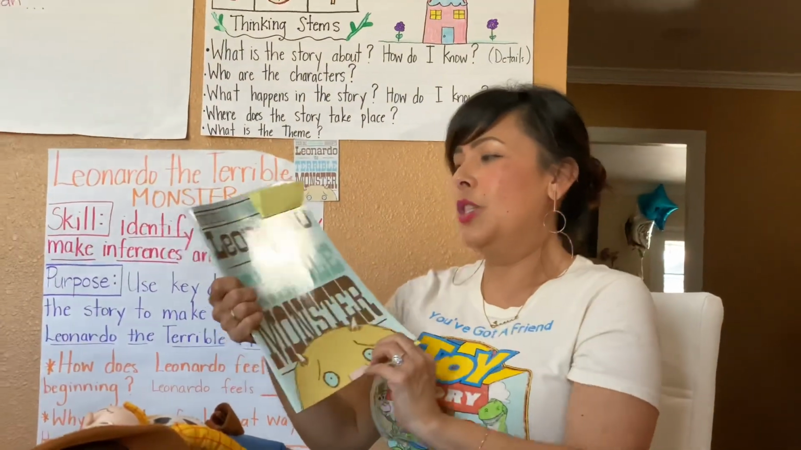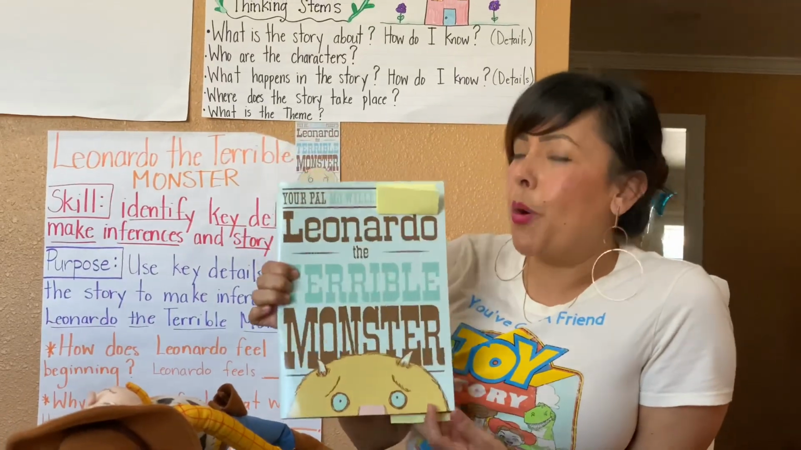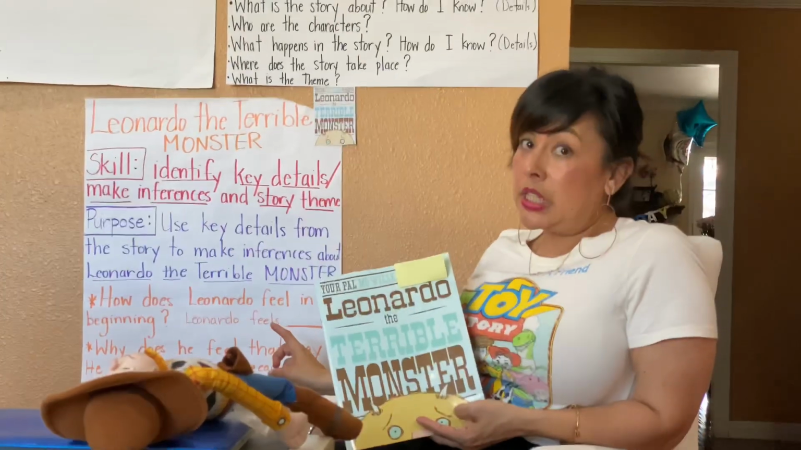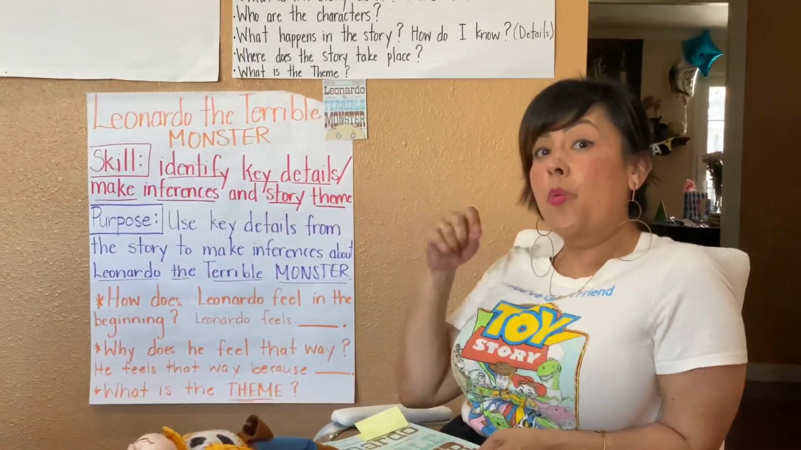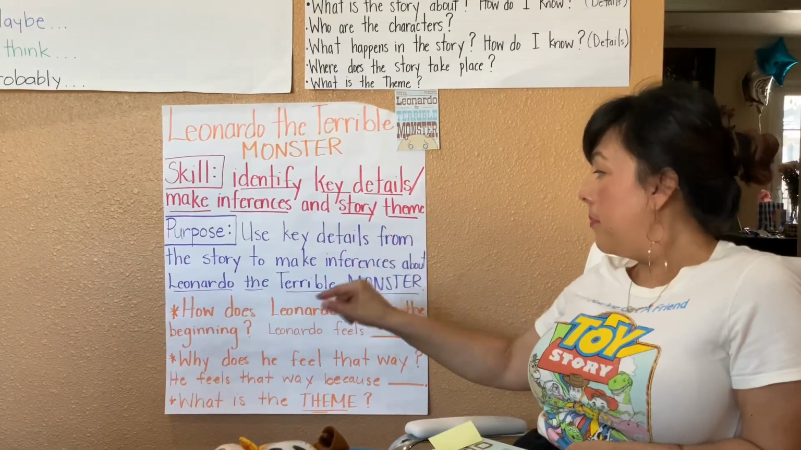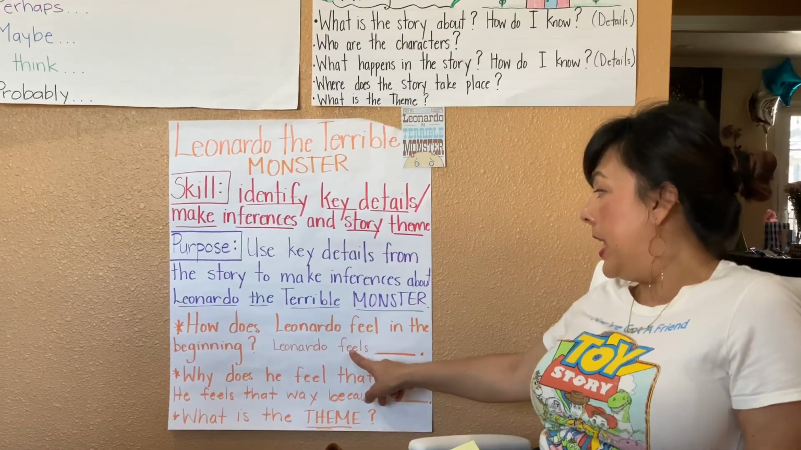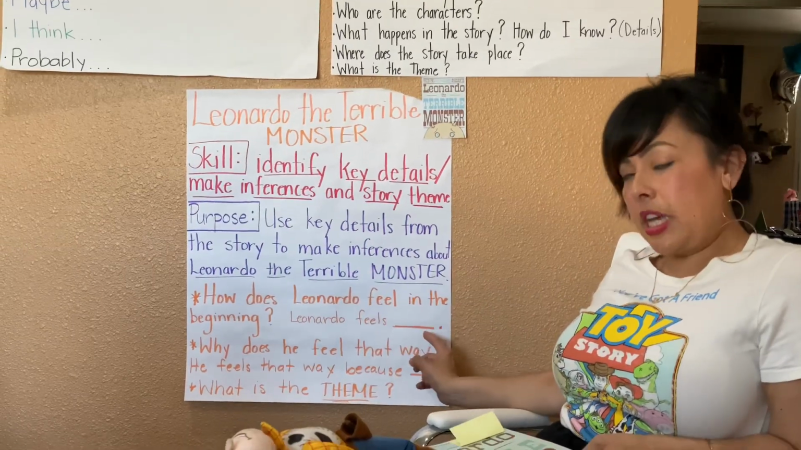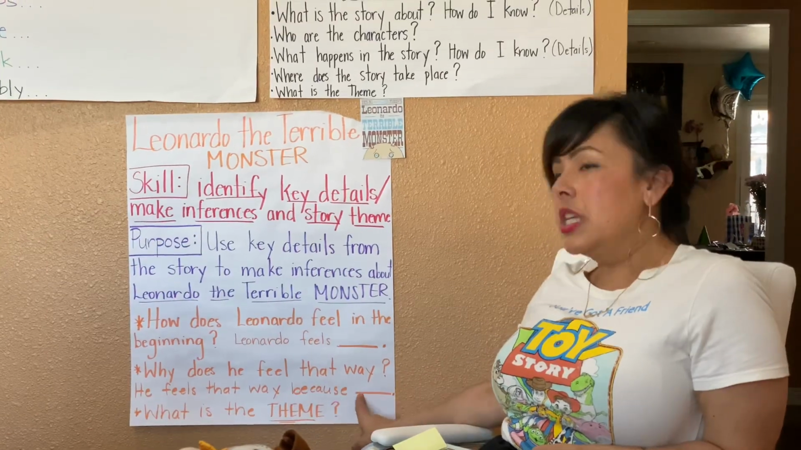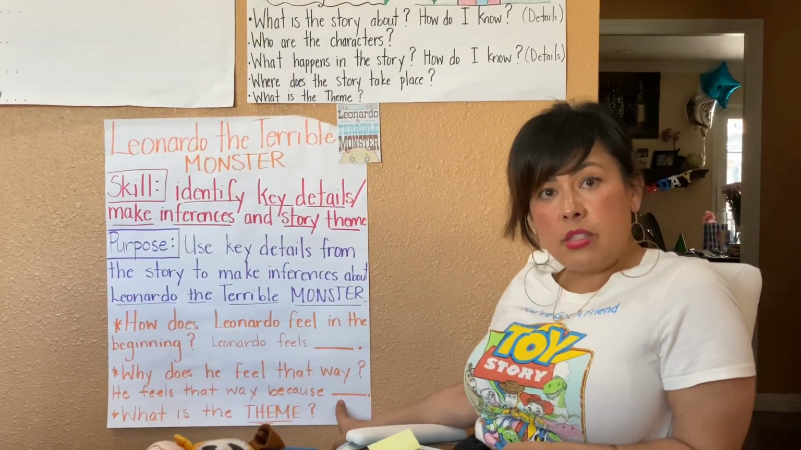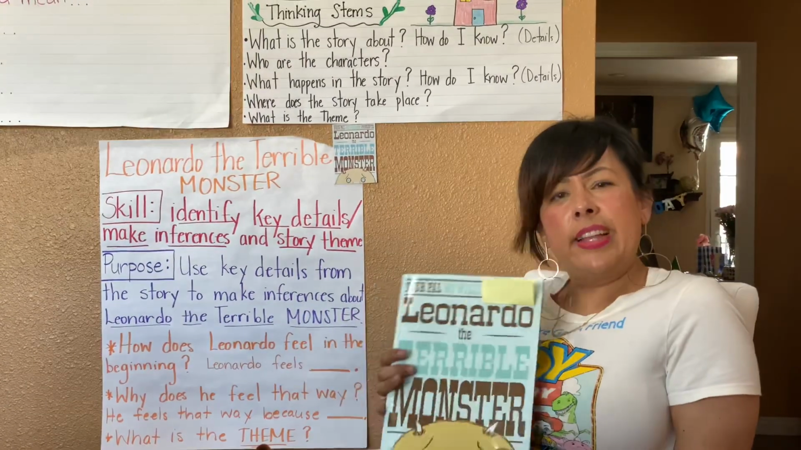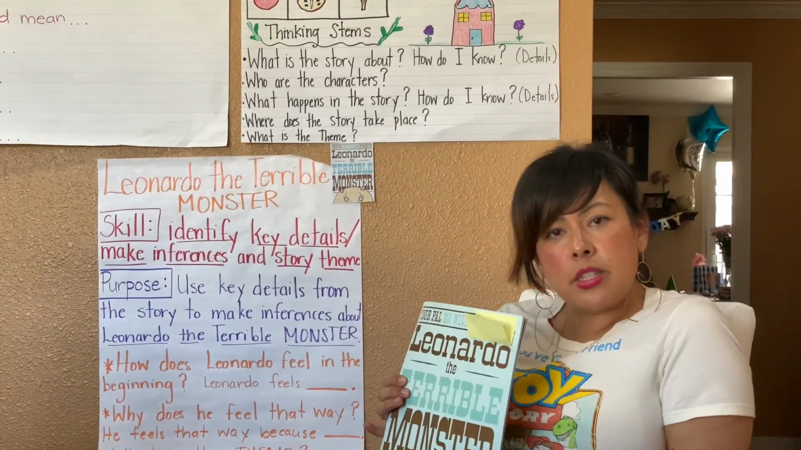So boys and girls, this was Leonardo, the terrible monster. So we're gonna go back. In your notebooks, you're going to write down the answers to these 3 questions. Number 1, how does Leonardo feel in the beginning? You're gonna tell me how he feels. Why does he feel that way? He feels that way because you're gonna give me a reason. You're gonna give me details. And why do you think the author wrote this? What was he trying to teach us or show us?